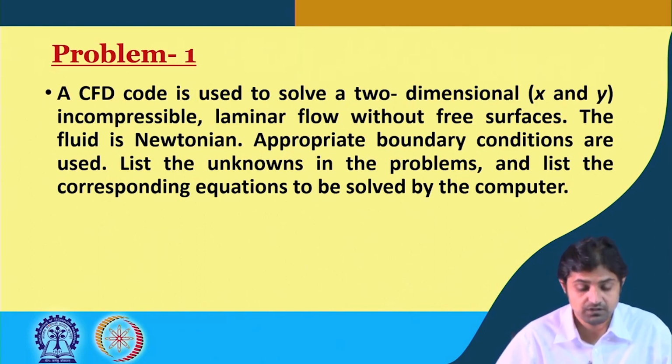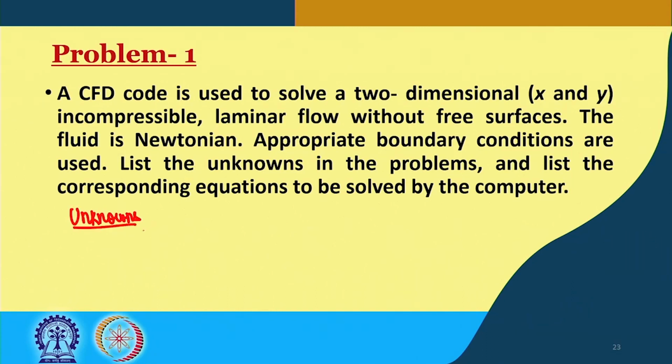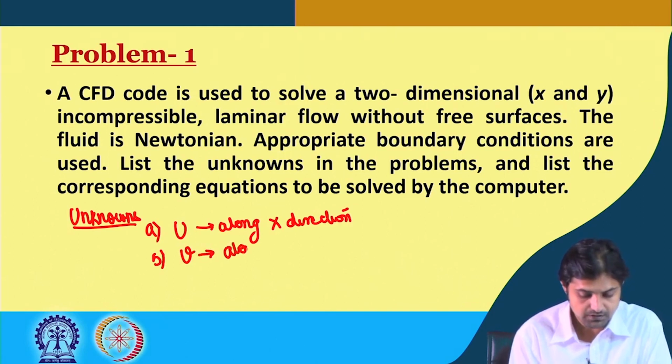solved by the computer. So, the first important information that we have is that it is two dimensional in nature, correct. So, the unknowns, you can start guessing the unknowns. First is going to be velocity u, which is along x direction, correct. Secondly, the velocity v, which is along y direction.